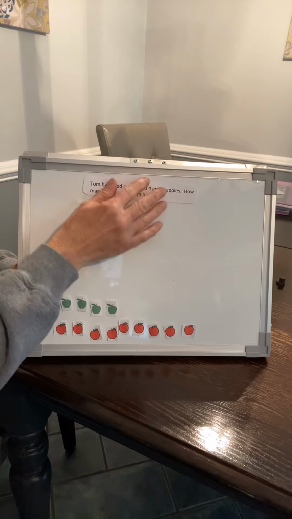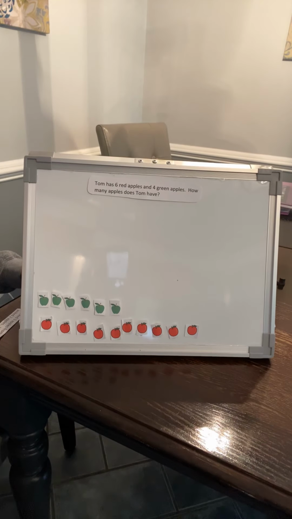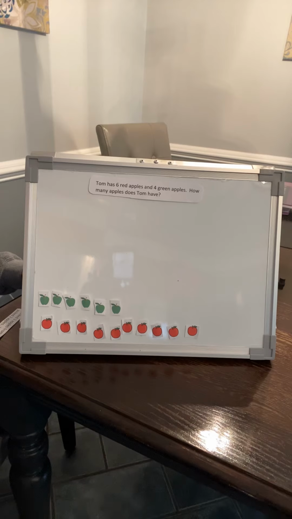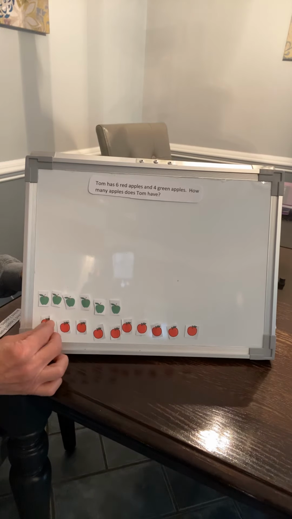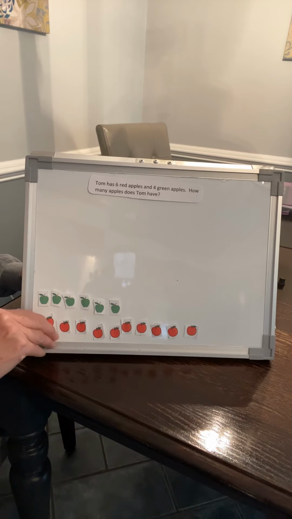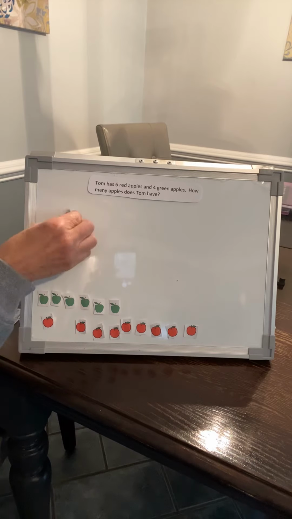All right, let's take a look at this story together. Tom has 6 red apples and 4 green apples. How many apples does Tom have? So let's start with the first sentence in our story. Tom has 6 red apples. So count with me as we show Tom's 6 red apples. Are you ready? All right. So as I put them up, count with me.